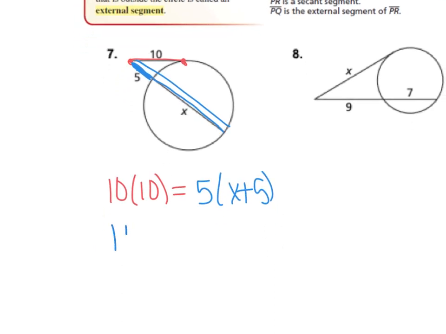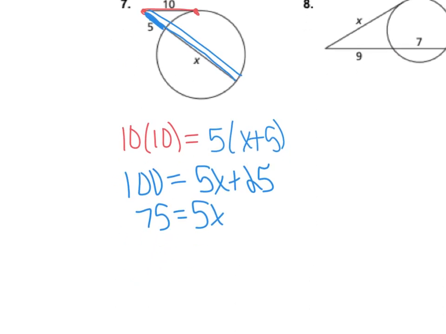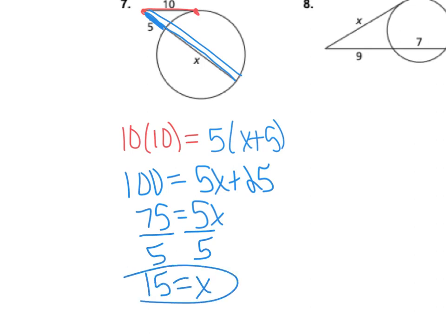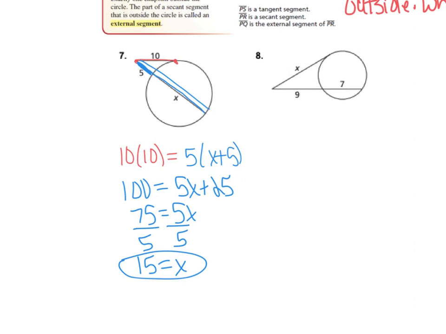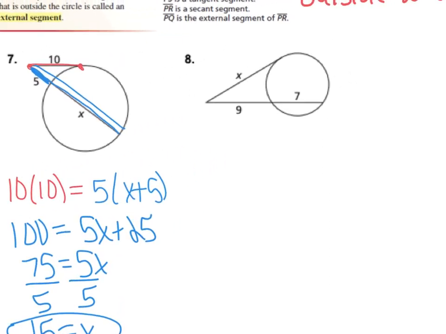And then you just go through and solve it. 10 times 10 is 100 equals 5x plus 25. If you subtract 25 from both sides, you get 75 equals 5x. And divide by 5, and we get 15 equals x. And that's an okay answer because that does not make any kind of an issue with a negative segment length or anything.